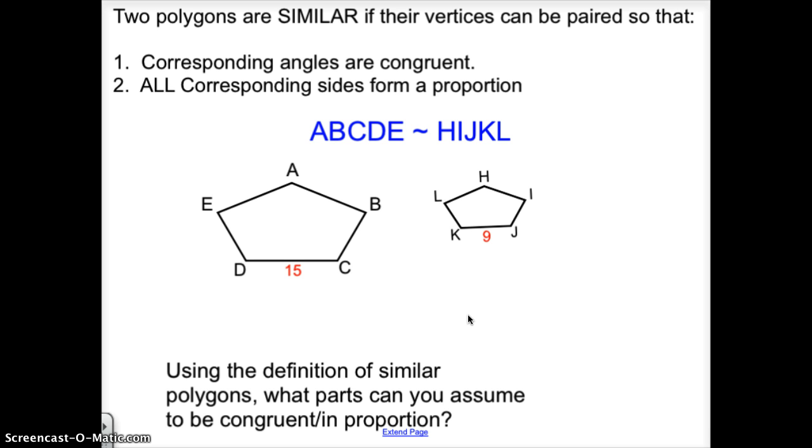Two polygons are similar if their vertices can be paired so that the corresponding angles are congruent. If all corresponding angles are congruent, the other piece that needs to be true is that all corresponding sides form the same proportion. So the given information is that ABCDE is similar to, that's this symbol right here, HIJKL.